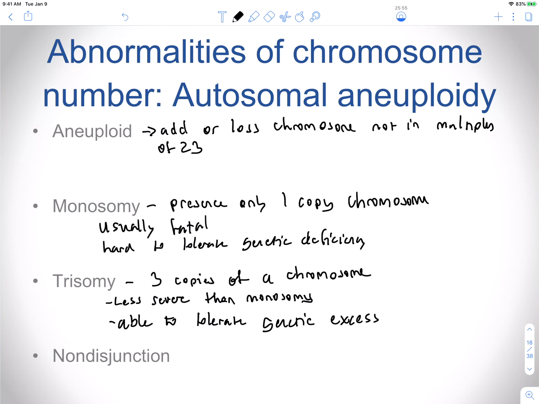Okay, now the reason for aneuploidy is often caused by non-disjunction, which of course is the failure of chromosomes to separate during meiosis.